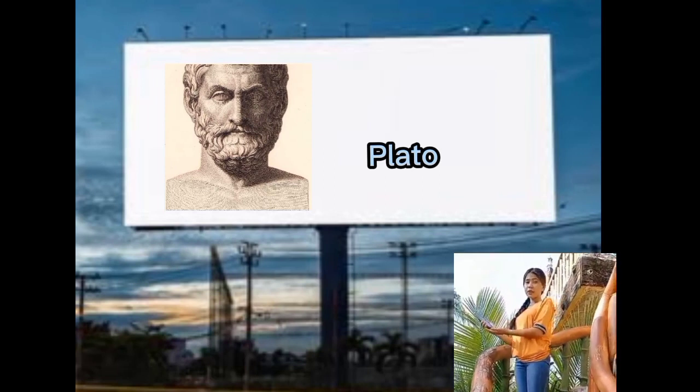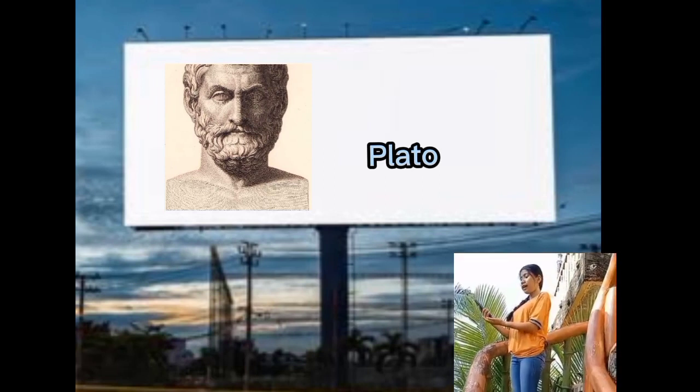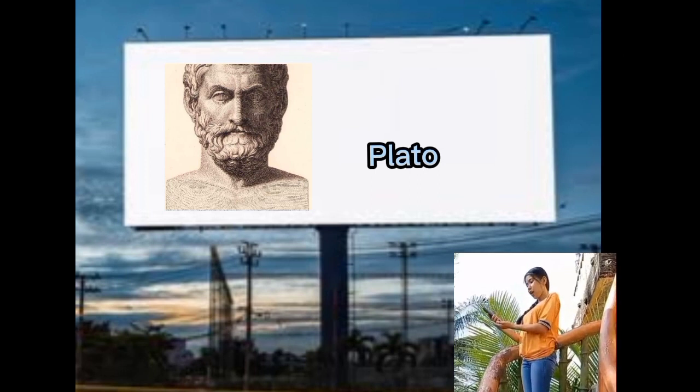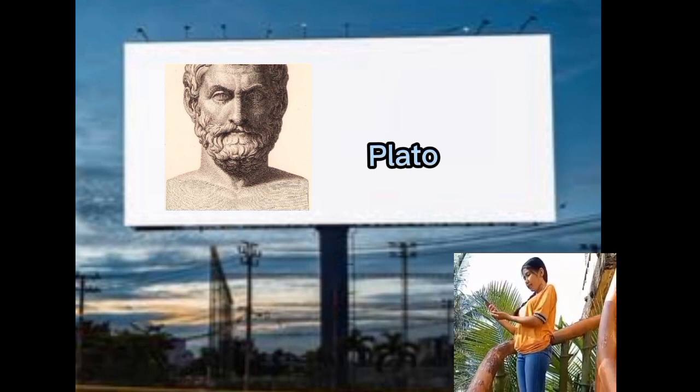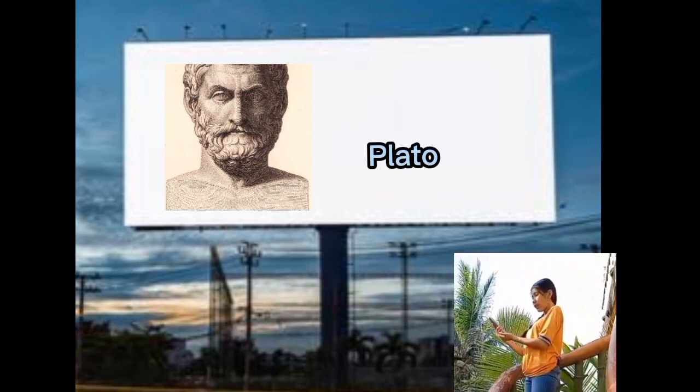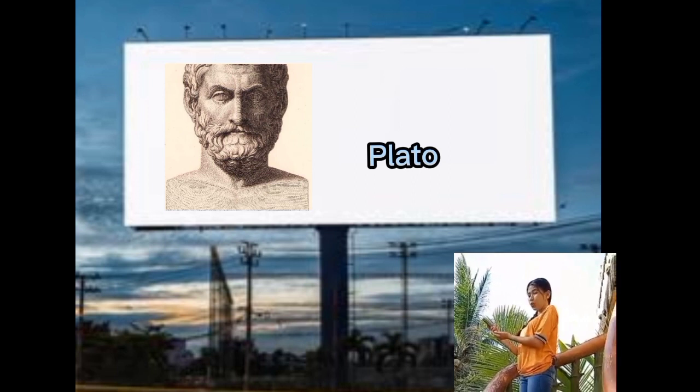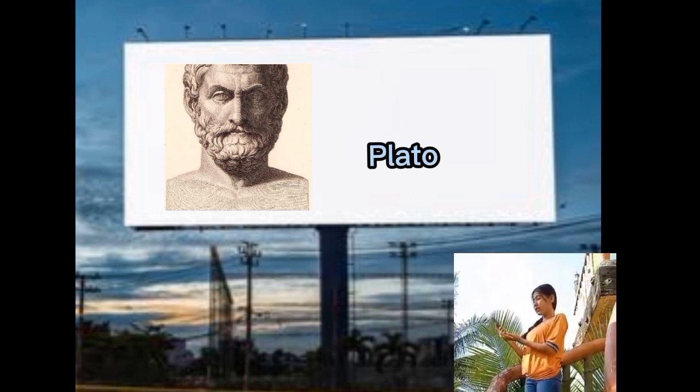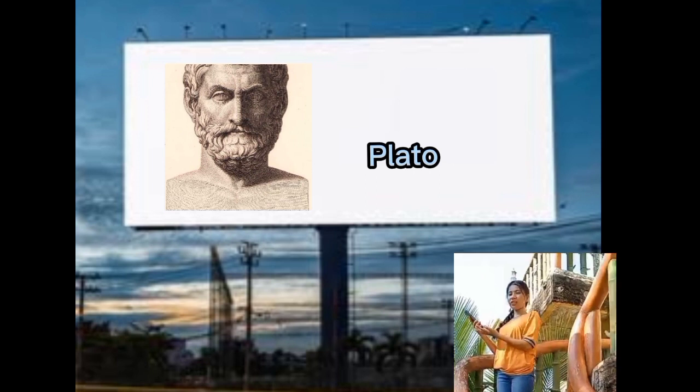Next one is Plato. Plato is a philosopher and mathematician, writer of philosophical dialogues and founder of the Academy in Athens, the first institution of higher learning in the Western world. He is best known for the description of Platonic solids.